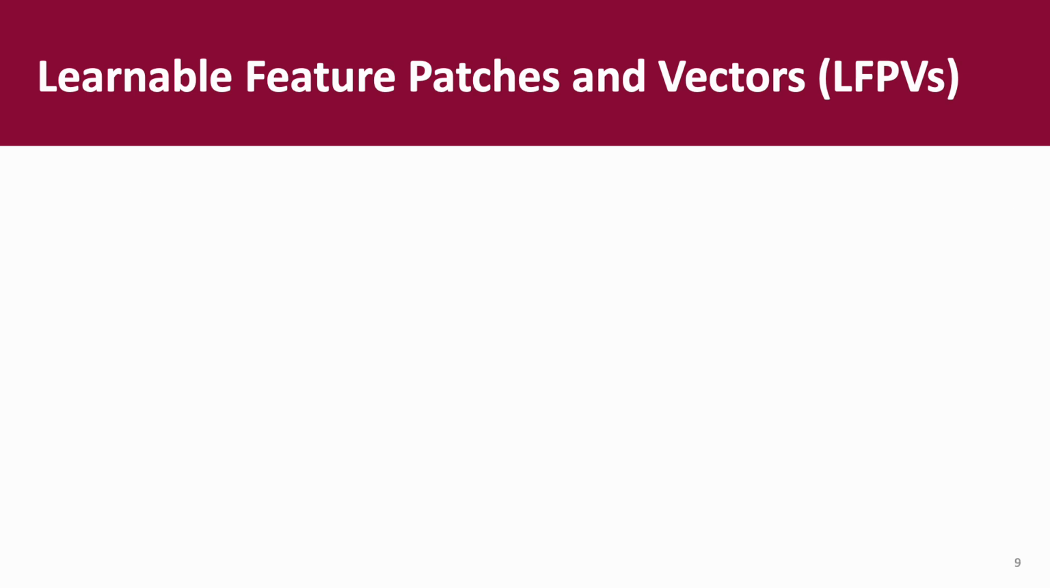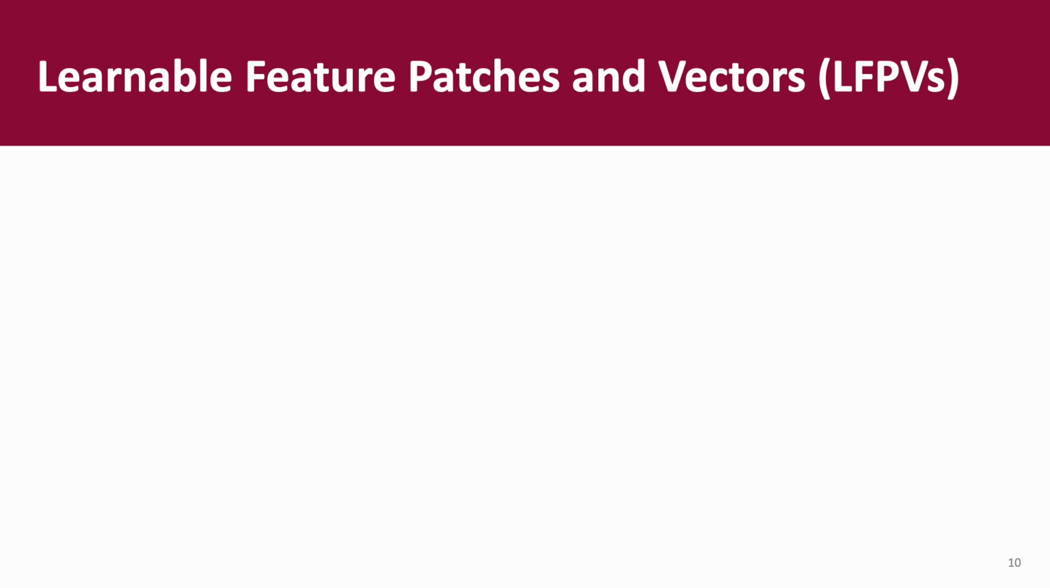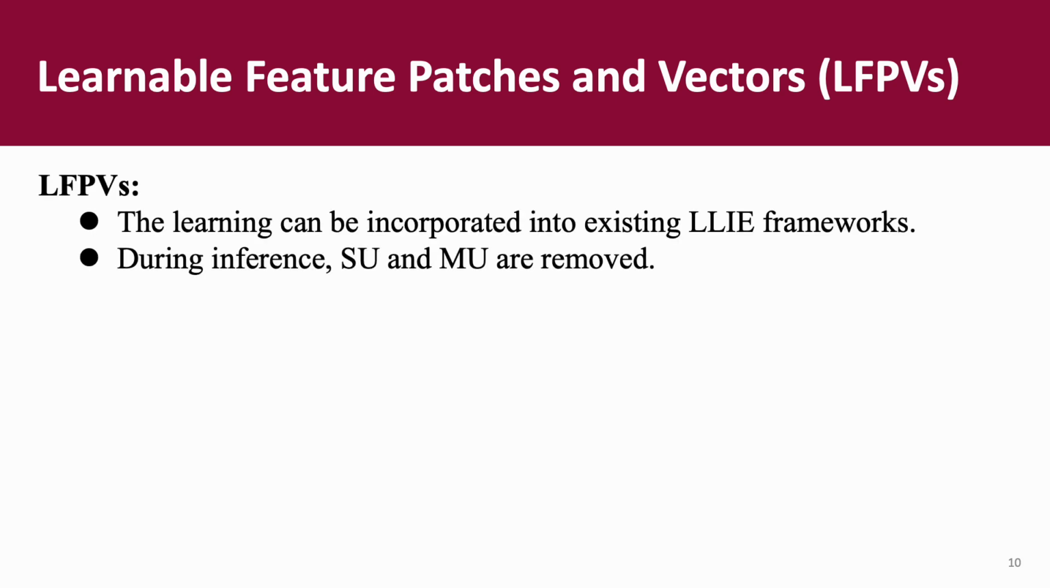Different feature vectors and patches in LFPVs can be viewed as learnable nodes. They will be updated by two types of neural networks during training, which are the sample updater and the mutual updater. The details of them will be introduced later, and we first introduce the learning of LFPVs. The overall learning process can be viewed in the following figure.